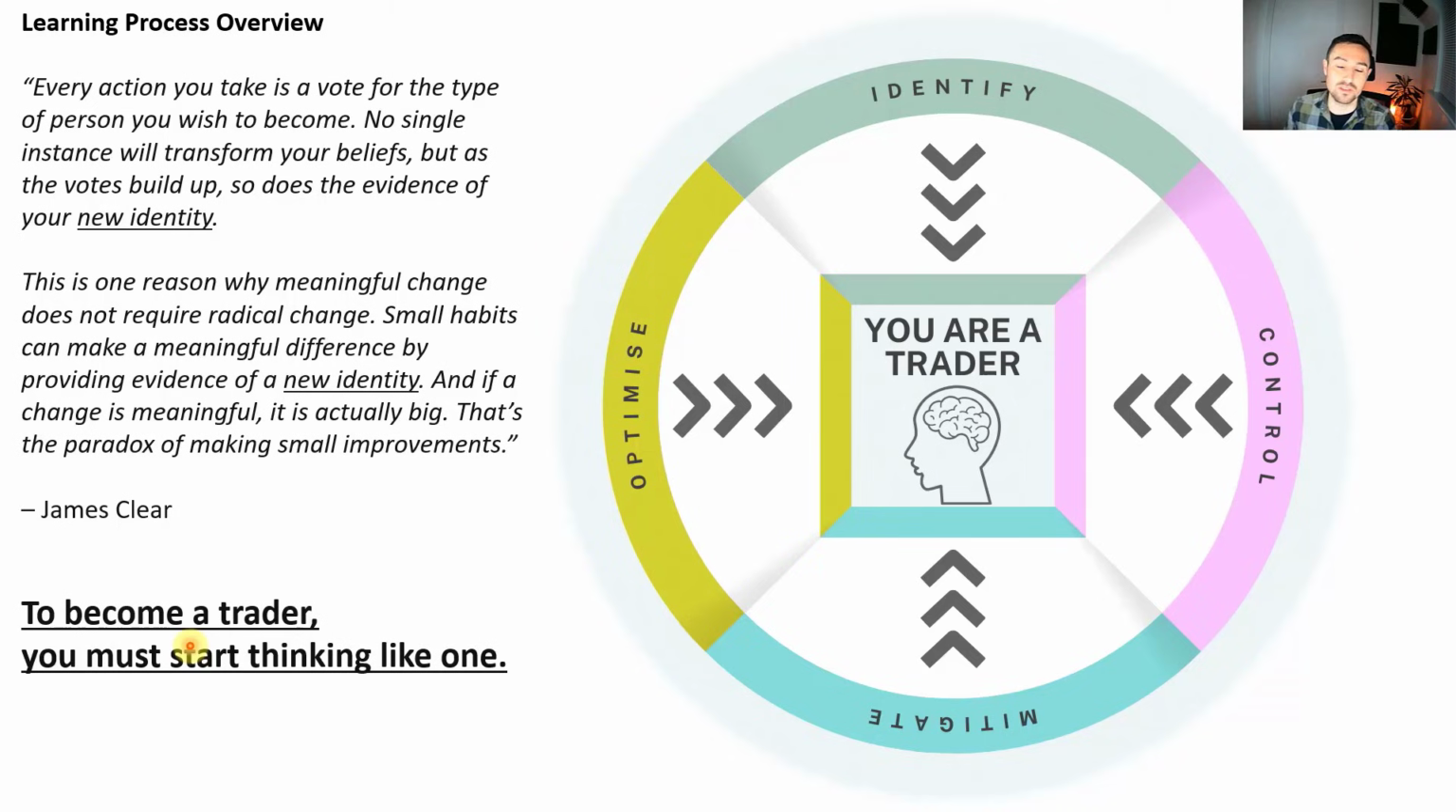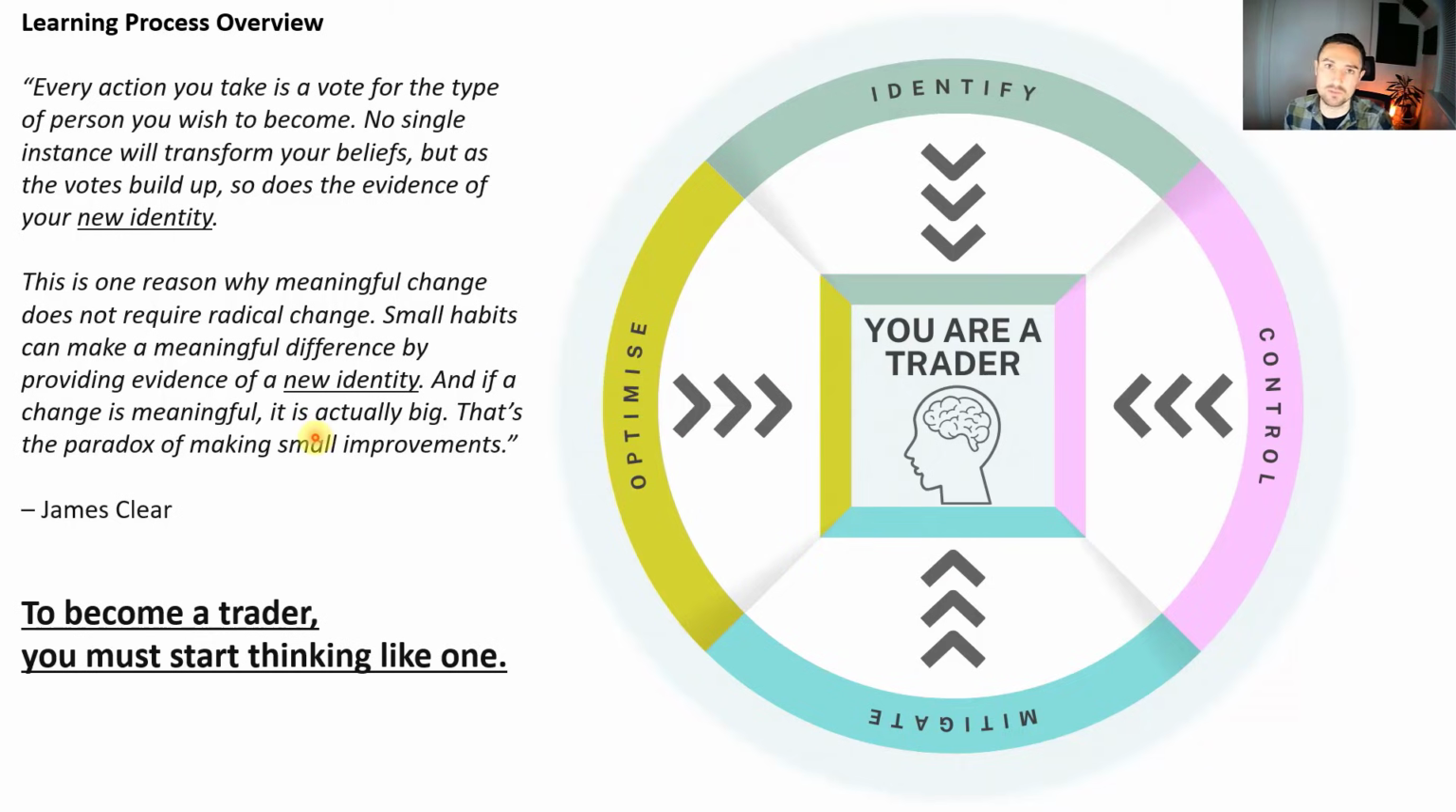So now let's go into the third part, which is going to be the identity. As we start progressing through the course, I really want you to identify as a trader, so you start making decisions as a trader. So you should know, okay, what am I doing here? There's no randomness here. What are you doing from a trader's perspective to identify a setup, to control the risk, to mitigate the risk, to optimize the profits?